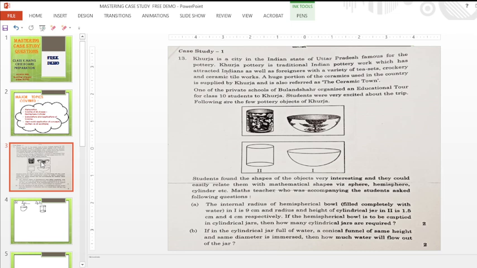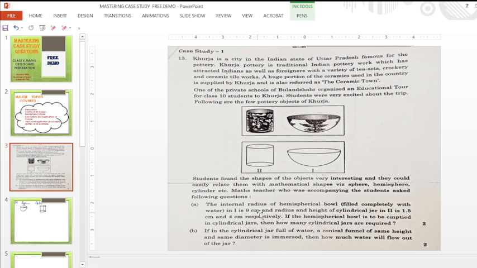Imagine you are in class 10th and your school announces an exciting educational trip to Khurja, the ceramic town. You are excited to see the beautiful pottery work of Khurja, with a variety of tea sets, crockery, and ceramic tile works. When you get there, amidst all the beautiful pots, students start pointing out shapes like, look, there is a sphere, that is a hemisphere, that is a cylinder. Look at figure 1. This is a hemispherical ball, and this is a cylindrical jar.